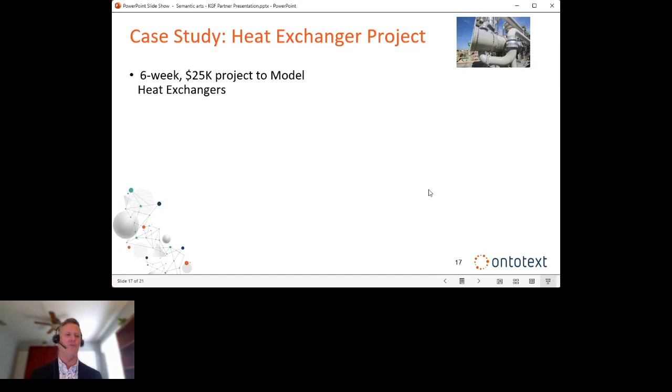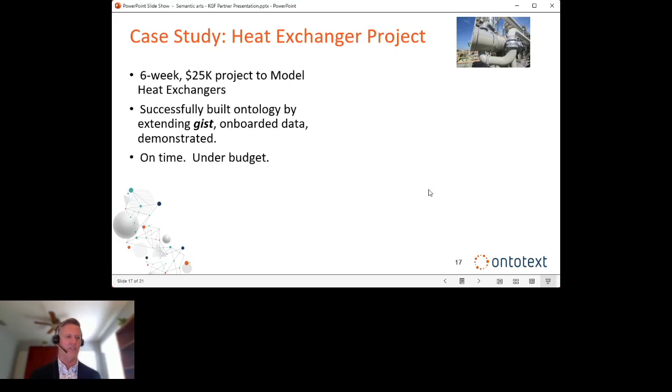This project, they were just putting their toe in the water. They gave us 6 weeks and about 25K to model heat exchangers as a pilot. And we were able to get an ontology built by extending GIST, onboard some of their heat exchanger data, and demonstrate it all within 6 weeks and 25K. In fact, we were on time and under budget. If we had to start from a blank piece of paper, I'm not sure we would have been able to do that. I want to show you how some of the classes worked out in this very specific case.